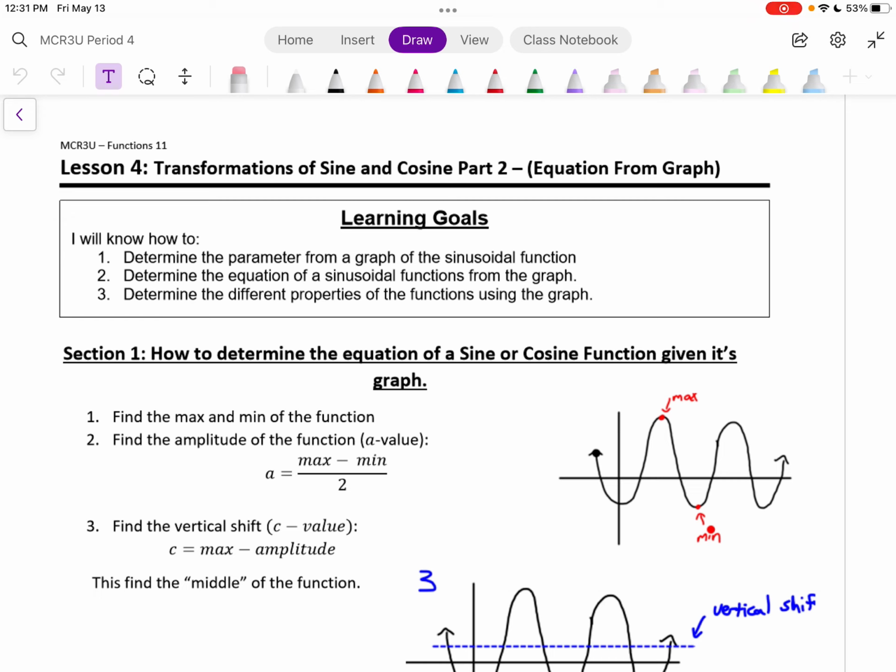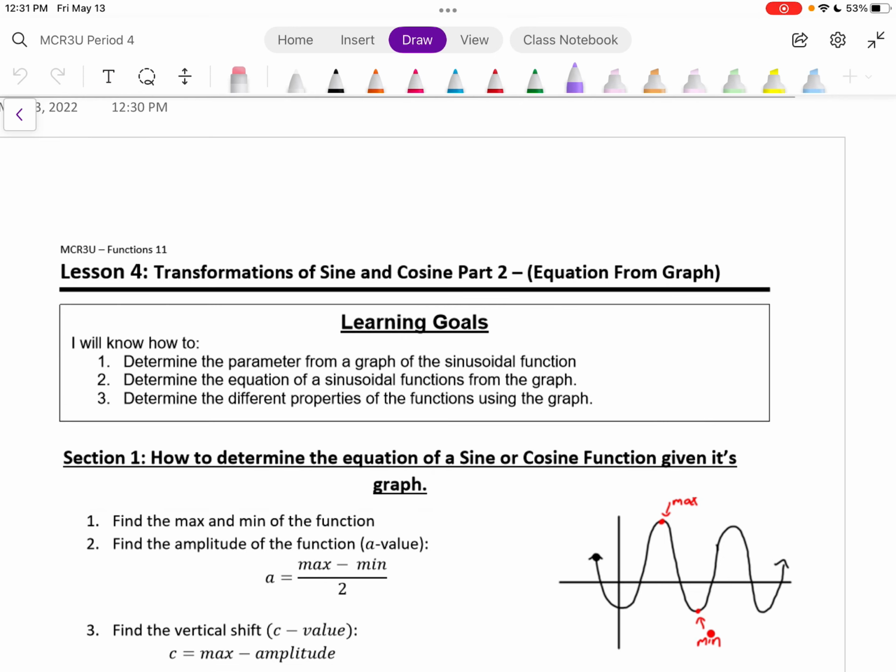In lesson 3, we went from the equation to the graph. Now we're going to do the opposite. We're actually going to go from a graph. So we're going to know what the graph looks like to an equation. And you haven't really done this year, but you've done it before for sure.